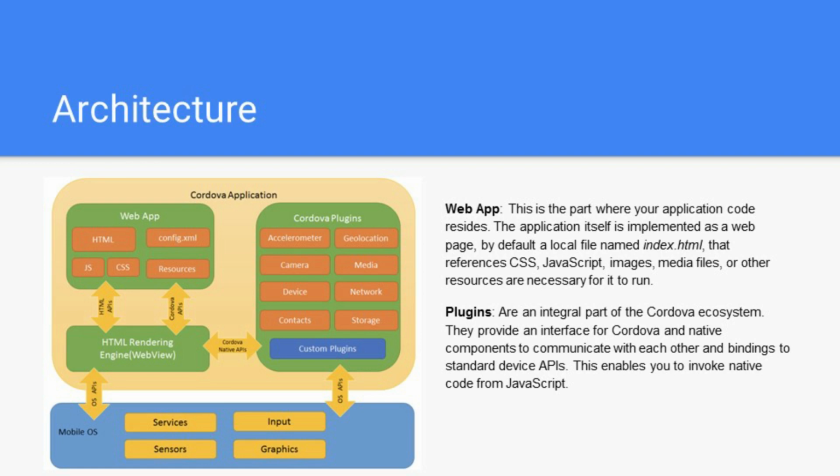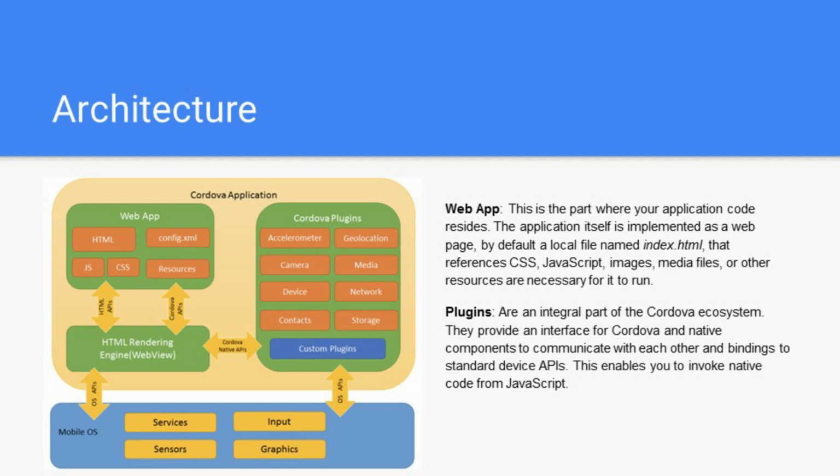There are several components to a Cordova application. The following diagram shows a high-level view of the Cordova application architecture. Our application lies inside the web app component, which lives inside the native web view. We can create a bridge with the native functionalities of the mobile OS using the Cordova plugins component, which are written in the native programming language of the mobile OS.